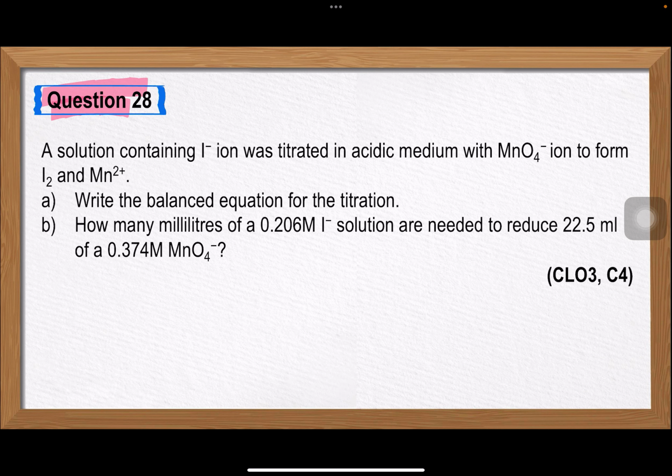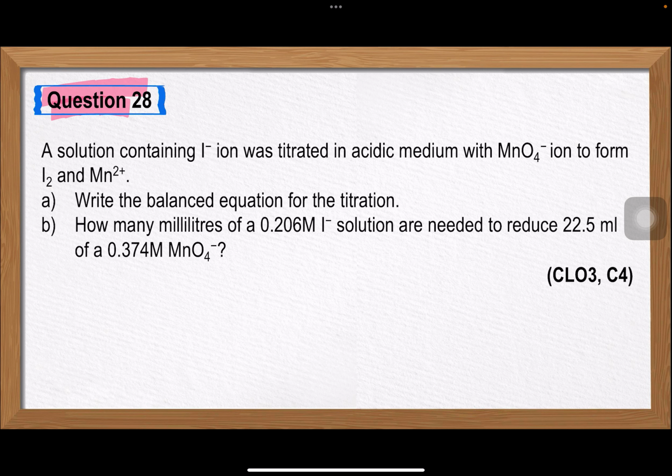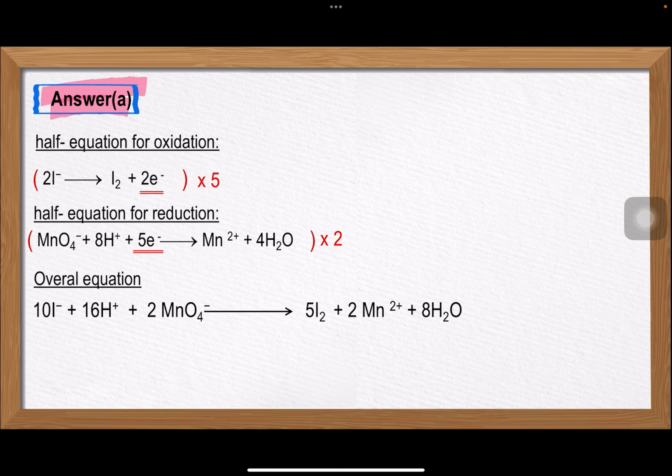And then number 28. Solution: iodine reaction between iodine with manganese to form I2 and Mn2+. Write the balanced equation. So this is the redox equation. You need to do the redox ion-electron method in acidic medium. From the reaction we should know it is in acidic medium. Acidic means the final answer should have H+. This is the final answer overall.